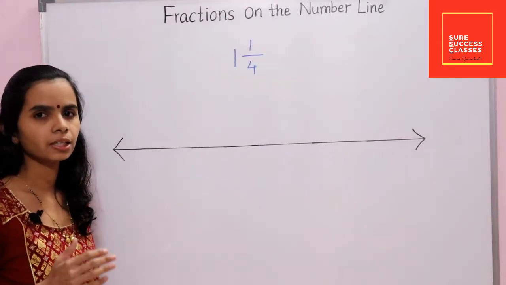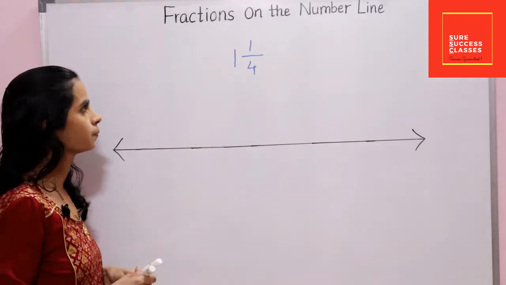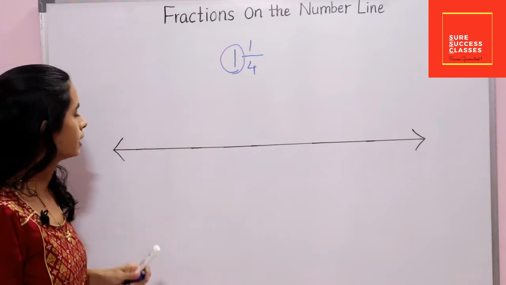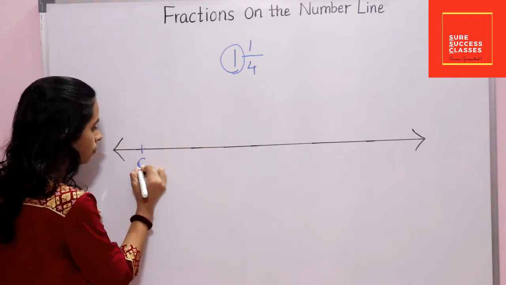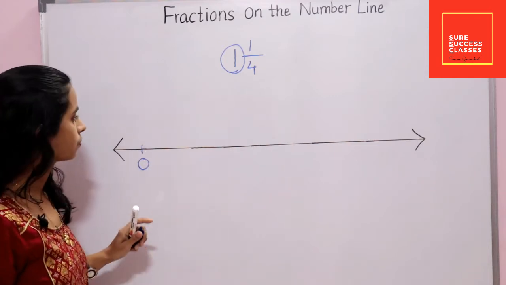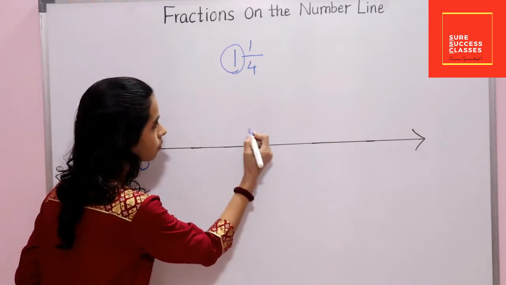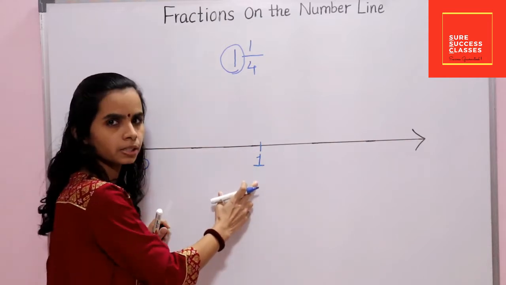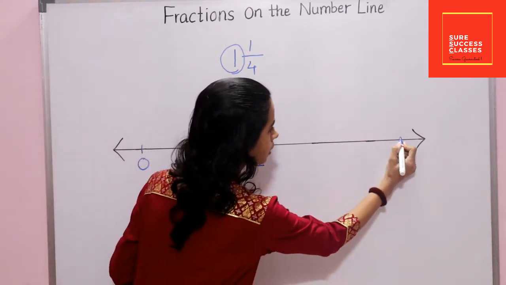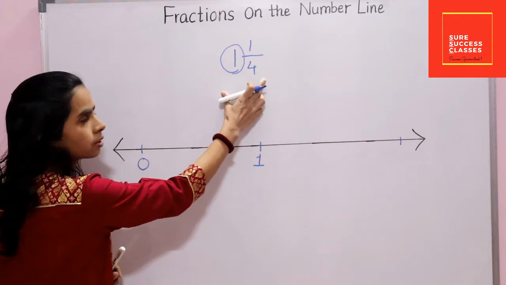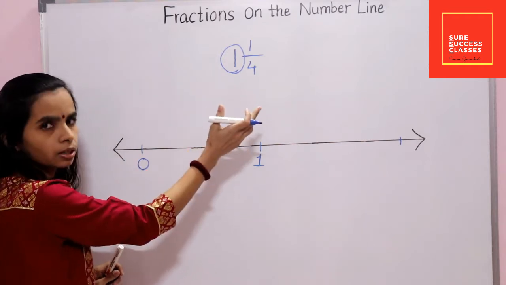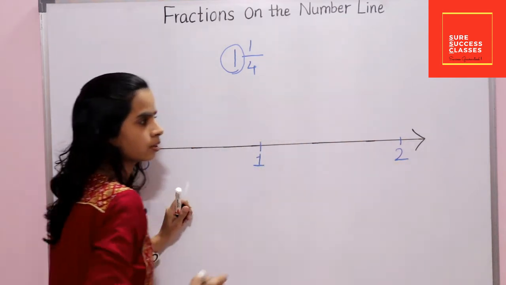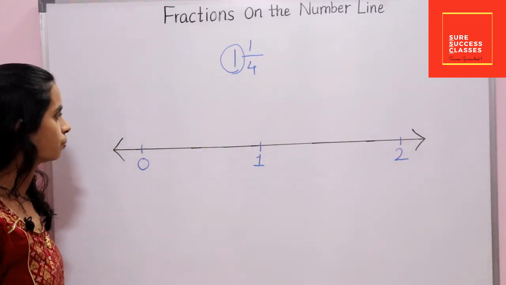Students, if the fraction contains a whole part and also a fractional part, at that time we will place 0 on the left side of this number line. Then for the whole part, 1 will appear here. This point represents whole number 1, and this fraction is greater than 1, which means it will come between 1 and 2. So I am writing here this point for whole number 2.